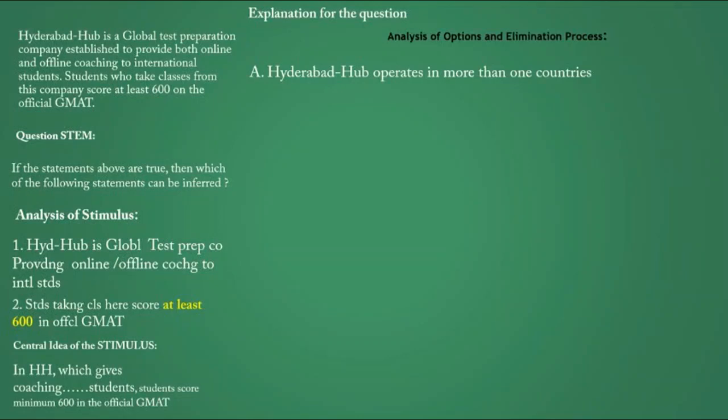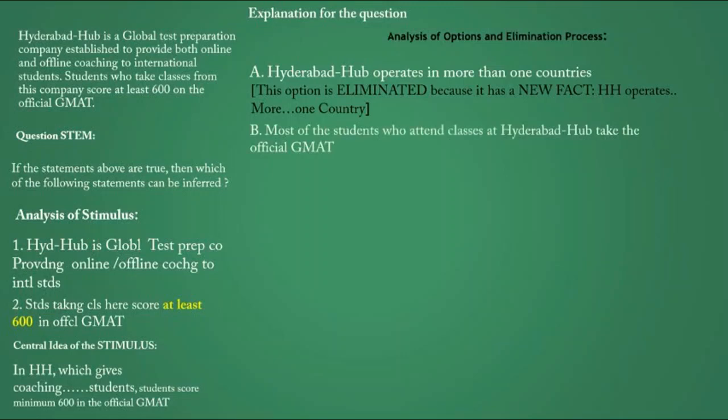Option B, most of the students who attend classes at Hyderabad Hub take the official GMAT. This option has an extreme word, that is most of the students, which is not supported by the stimulus. Also, the stimulus does not specify how many students attend classes at Hyderabad Hub and how many take the official GMAT. Hence, this option cannot be a valid inference. Also, it seems to be an unfounded or baseless assumption.